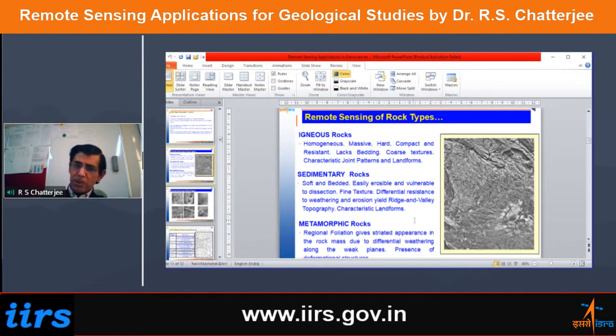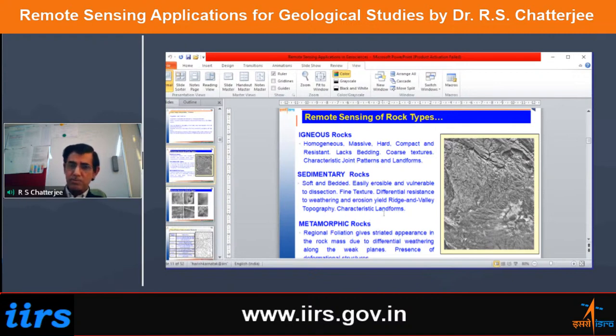In case of dipping beds, the amount of dip is also important. In case of gently dipping beds, there will be landforms like cuesta, where the dip is steeper. You can get hogback, you can get ridges. Okay, so these landforms, this texture and this tone help you to interpret the sedimentary rock and the dissection as well.